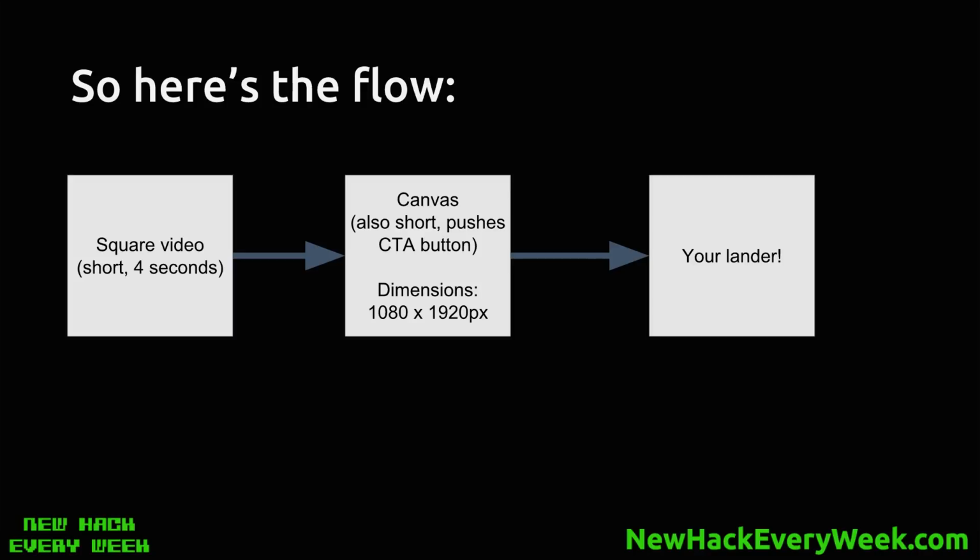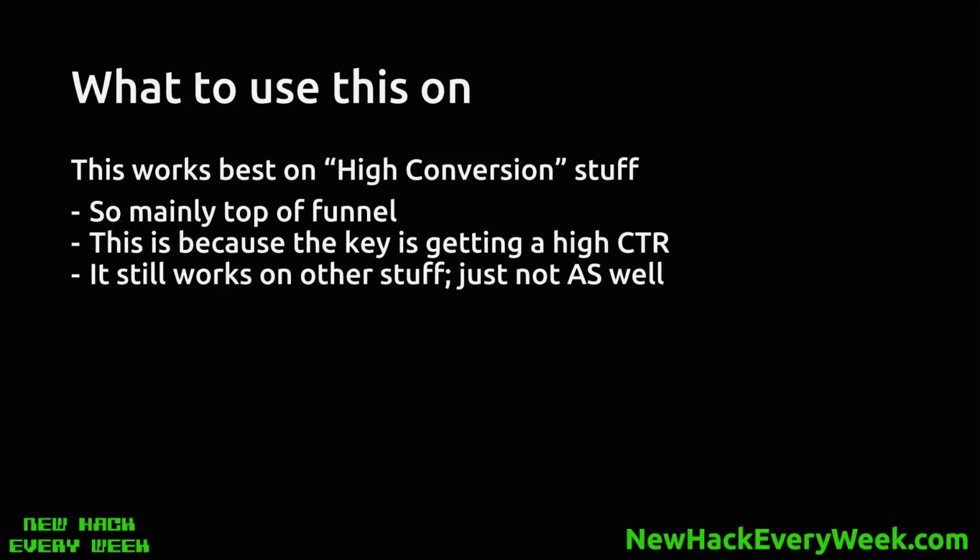So what this works really well on is the high conversion stuff that's already going to have a high click-through rate, and then we're just compounding that effect. So it's mainly top of funnel. And this is because the key is getting a high CTR. So, me getting 7% CTR on totally cold audiences, like I'm talking like lookalike 2% audiences and stuff like that. I'm getting a crazy CTR on that.